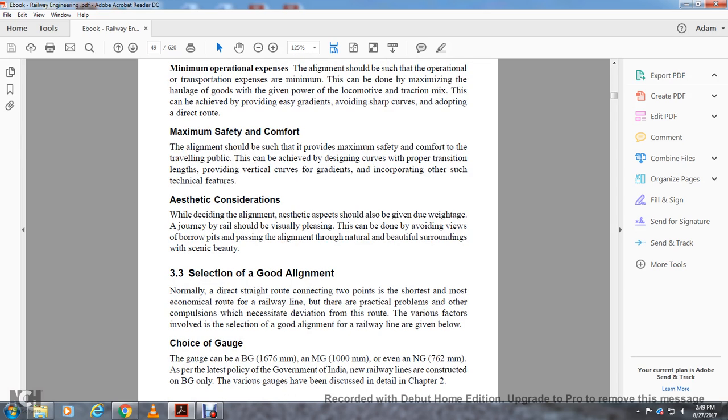3.3. Selection of a good alignment. Normally, a direct straight route connecting two points is the shortest and most economical route for the railway line. But there are practical problems, other than compulsion, that necessitate deviation from this route. The various factors involved in selecting a good alignment of the railway are given below.